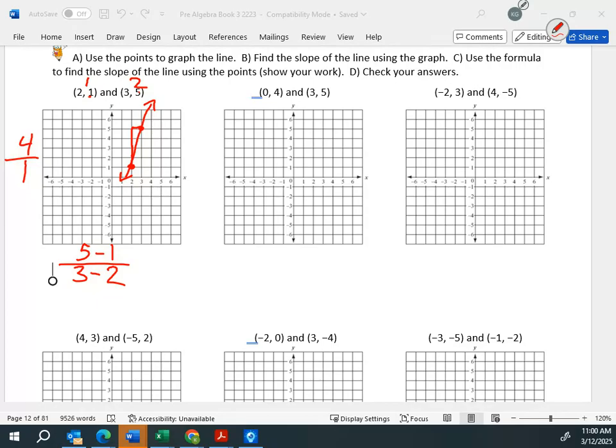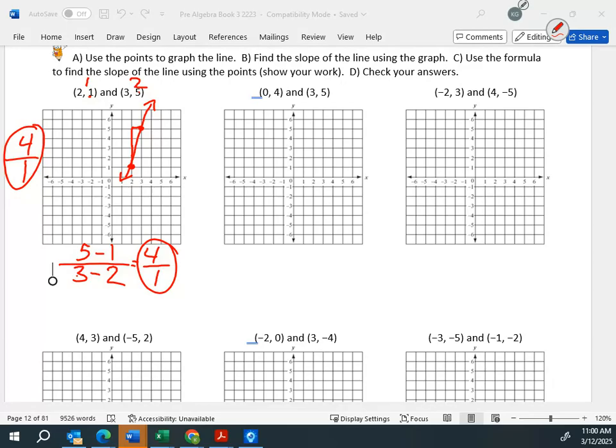Okay, so you're going to show the equation that you used. Then you're going to do the math. 5 minus 1 is 4. 3 minus 2 is 1. Check your answers. Did I get the same slope? If I don't get the same slope, I need to check which one did I do wrong. Did I graph it wrong? Did I count my squares wrong? Or did I mess up with my x's and y's in the formula?